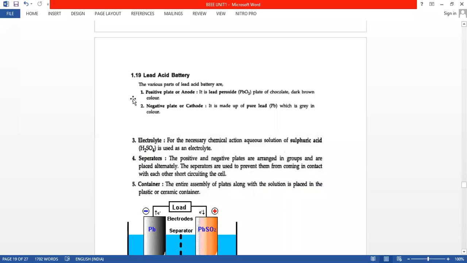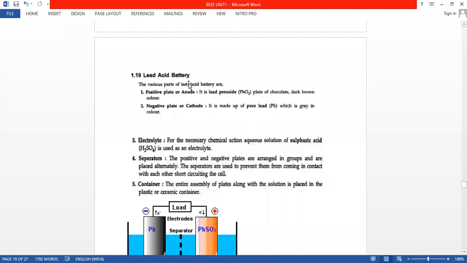Now, a battery is an electrochemical device, a combination of a number of cells, and each cell contains electrodes: a positive electrode and a negative electrode. The negative electrode is called the anode, and the positive electrode is called the cathode, and one electrolyte solution. These two electrodes are placed inside the electrolyte solution. That same answer we are giving here.